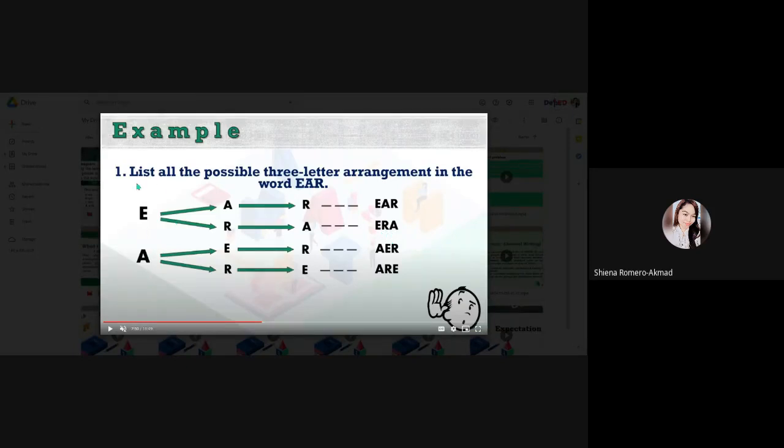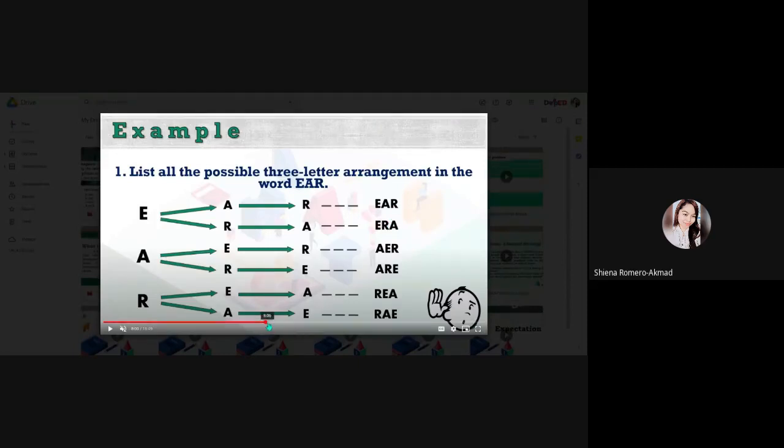Then, of course, you don't only start with E. You can also start the arrangement using letter A, and we'll have AER, or ARE. Same process, if we start the arrangement with R, we'll have REA and RAE. So looking at the following, we have formed 6 different arrangements. These are the list of all the possible three-letter arrangements of the word ear.